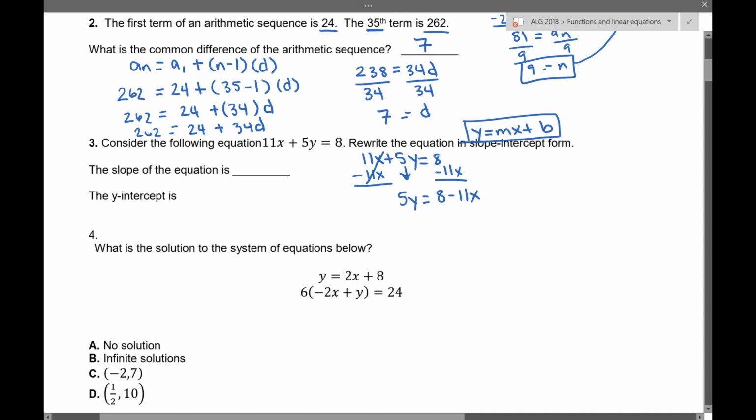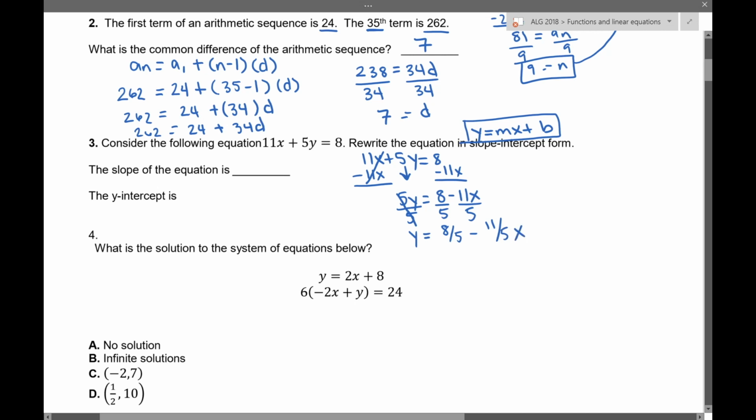Alright. Last step is to divide by 5. Divide everything by 5. These 5s will cross out. I am left with y equals 8 over 5. Leave it as a fraction. 8 over 5 minus 11 over 5x.